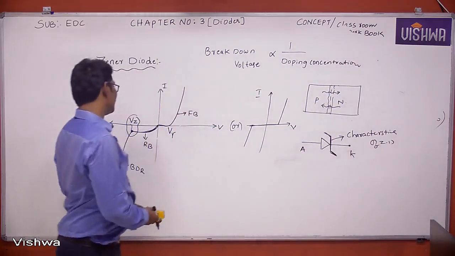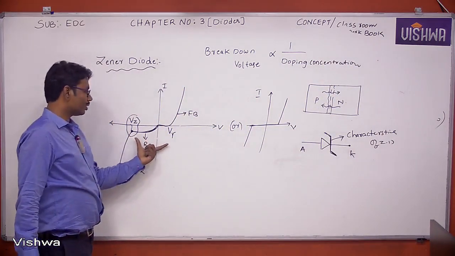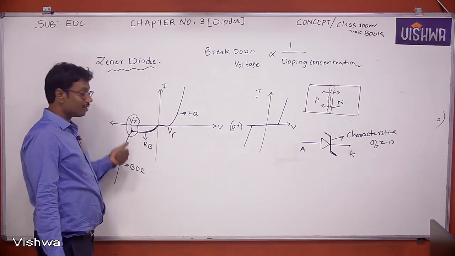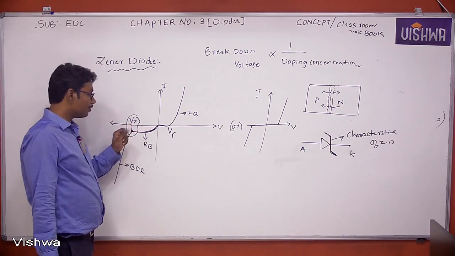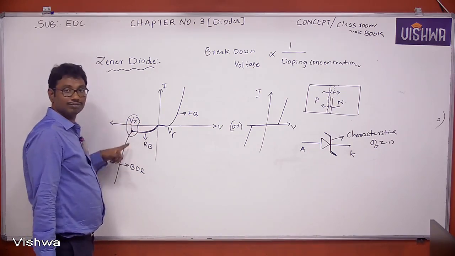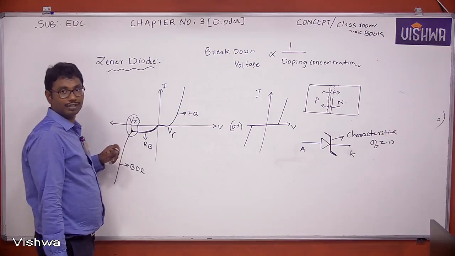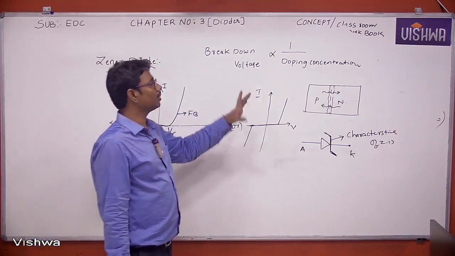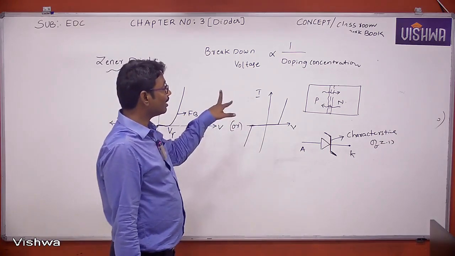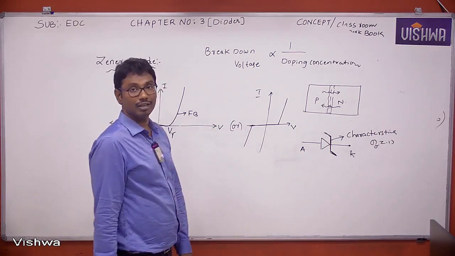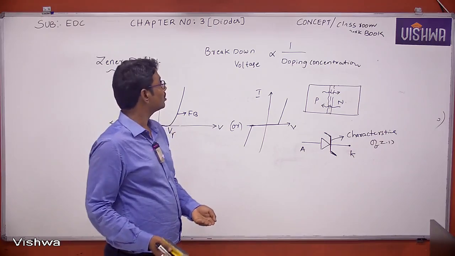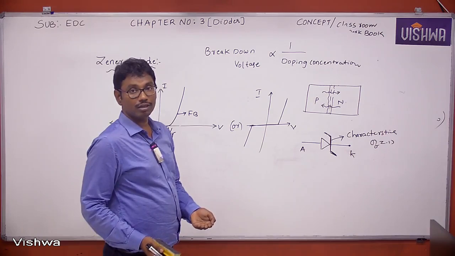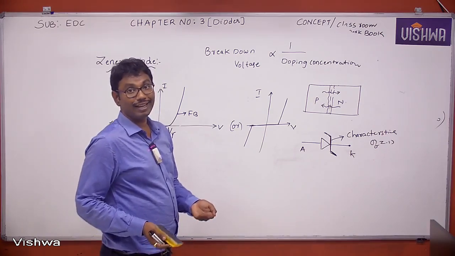Just now I told you that a normal diode has only two regions, forward bias and reverse bias. Why does this happen? Because of the change of doping concentration. That means the breakdown voltage depends on doping. If you decrease the doping, there is no breakdown; it's like a normal diode. If you increase the doping, there is a breakdown. How are they related? Inversely proportional. Inversely proportional means when doping increases, breakdown voltage decreases. When doping decreases, the breakdown voltage increases.